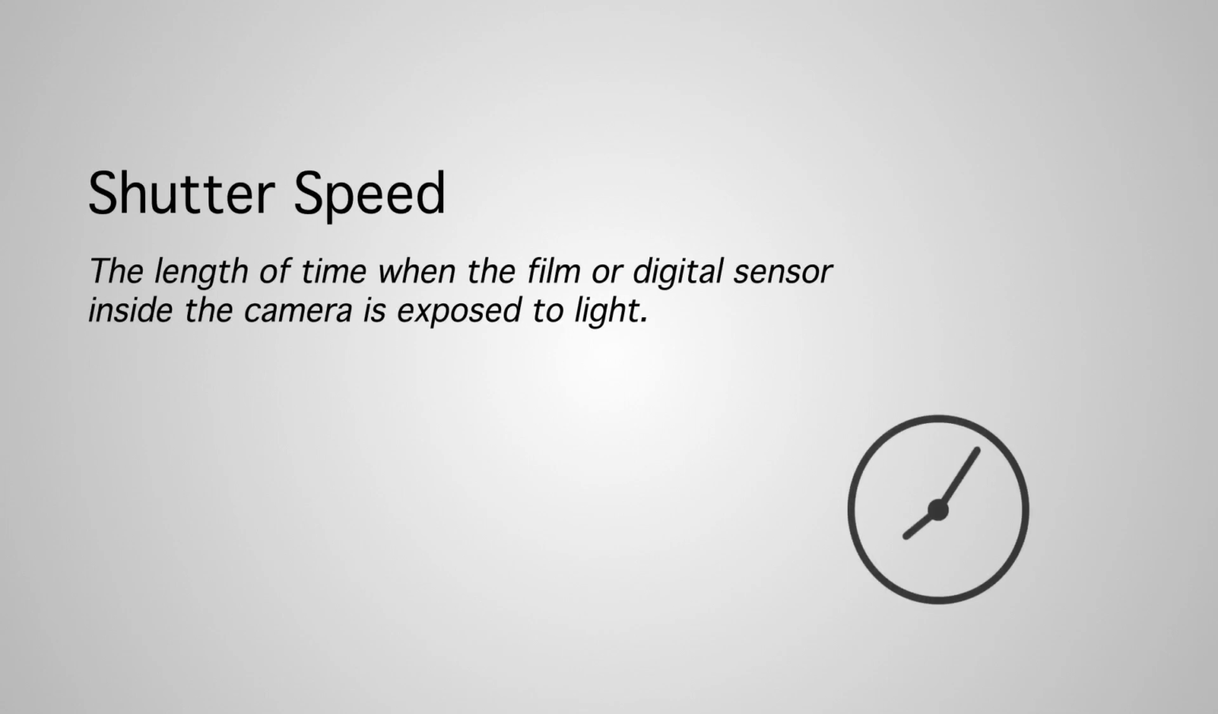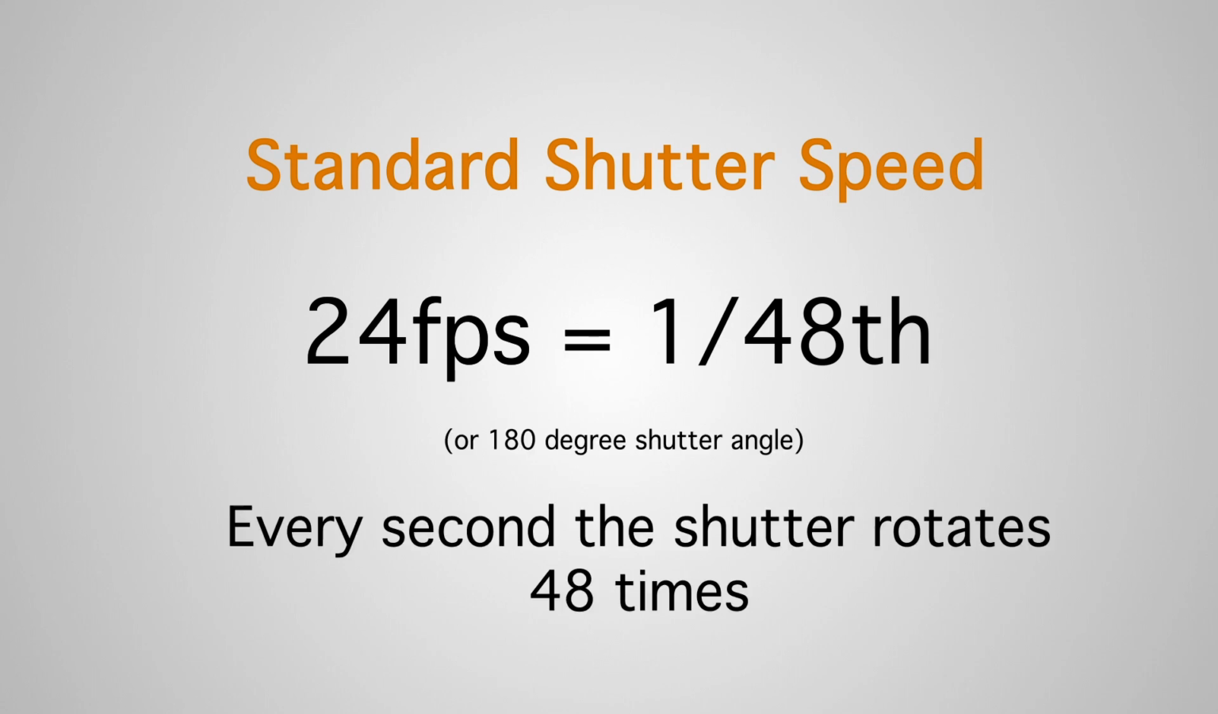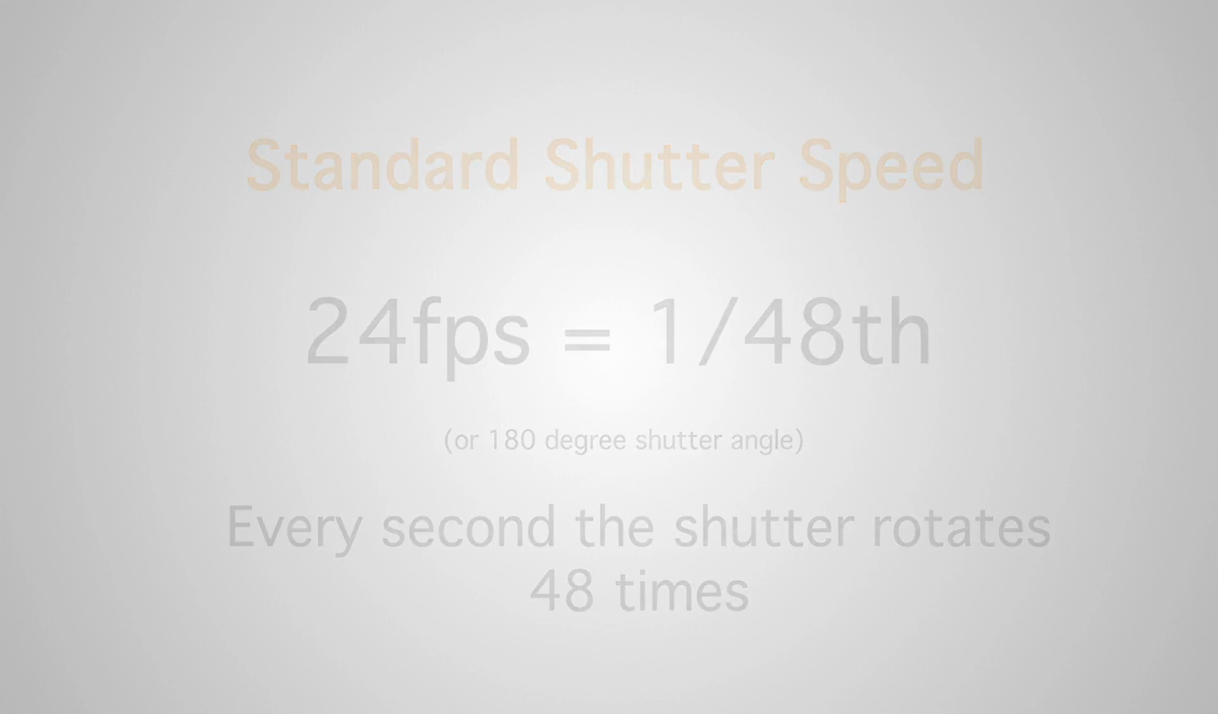Shutter speed is the length of time when the film or digital sensor inside the camera is exposed to light. Think of your camera as one of those old film cameras. They used to use a circle called a shutter with an angle cut out, whether it be 180 degrees, 90 degrees, 45 degrees, and only allows so many frames to be exposed in that second. So the standard shutter speed for a video at 24 frames per second is 1/48. This means that every second the shutter will rotate 48 times, allowing 2 frames to be exposed to the shutter each time it rotates. Now, what does the change in shutter speed mean for the image?